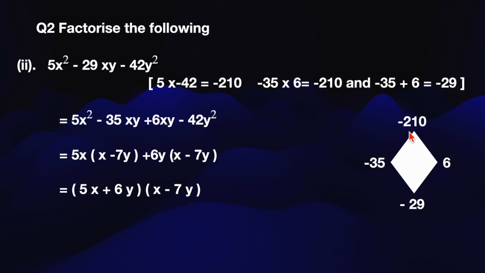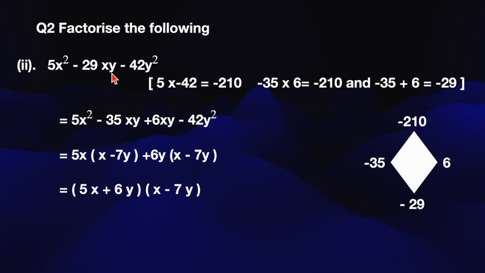35 into 6 is 210. But the last term is negative, so one of these numbers will be negative. Look at the middle term. It is negative. So the bigger number, 35 is bigger, you have to put negative here because this middle term is negative. If this term is positive, then the bigger number will get a positive sign, and this will become negative. So that's how you should put the signs. So we have here minus 35 into 6 is minus 210. Minus 35 plus 6 is minus 29, which is the middle term.